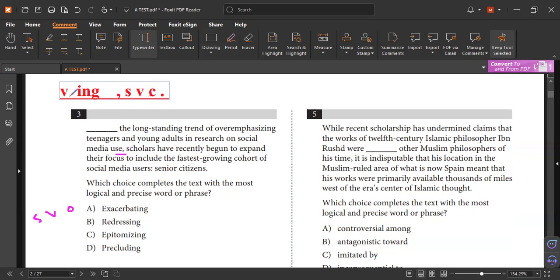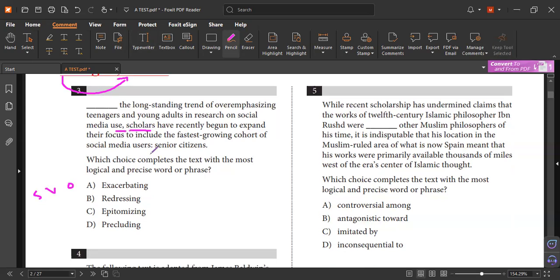Now, who did this action? This subject. So who was to do this action? The scholars. To do the verb, they have recently begun to expand their focus to include the fastest growing cohort of social media users, such as senior citizens. So to do what with this trend of overemphasizing teenagers and young adults? To redress? What does to redress mean?